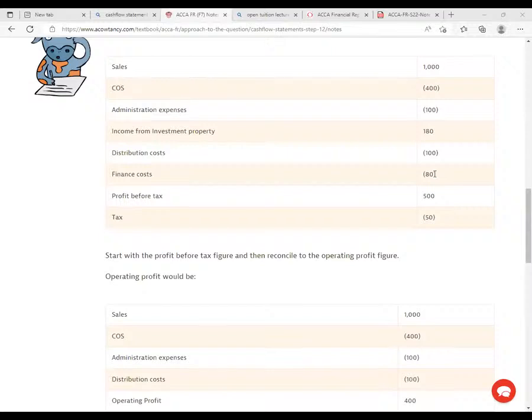So what should we do with this finance cost, ladies and gentlemen, that was subtracted by mistake? What should we do with it? Because finance cost has been subtracted to arrive at that 500. And we know that according to IAS 7, we are not supposed to subtract finance cost when getting the operating profit. In this case they subtracted it. So for us to cancel that mistake, we need to add back.